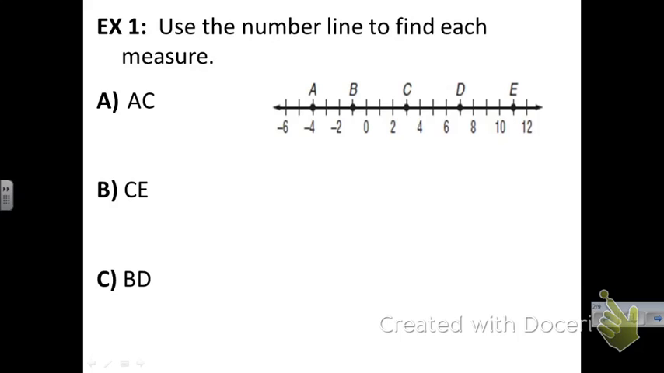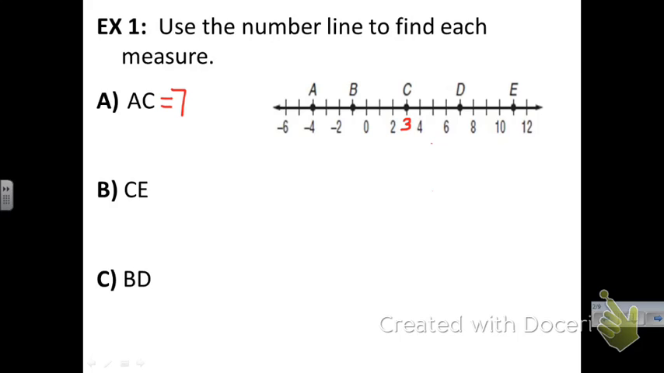Okay, so we're going to use this number line to find each measure. We can either just simply count from A to C and find that that's 7, or we can use an absolute value to ensure that we get a positive answer, and we can say -4 minus 3 gives us a -7, and the absolute value of -7 is 7. And the reason why we use an absolute value is because this distance has to be positive.